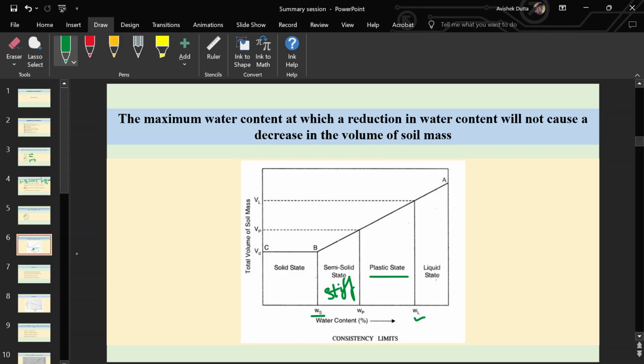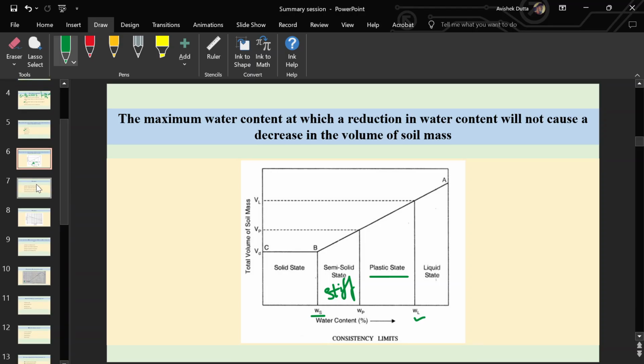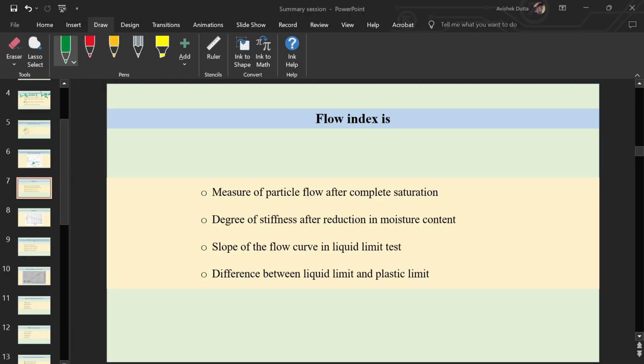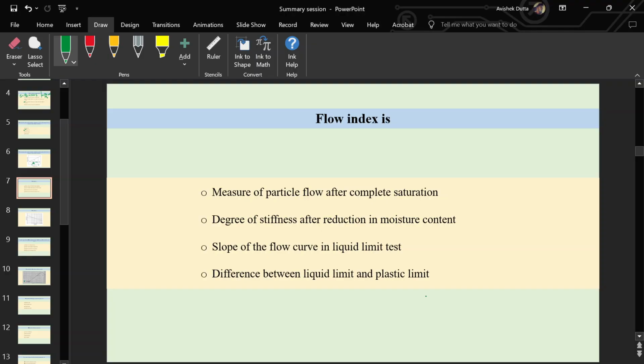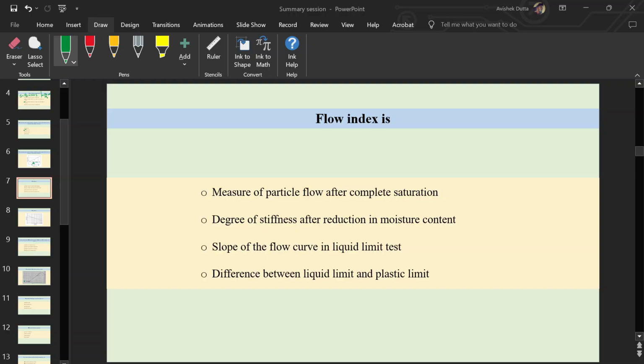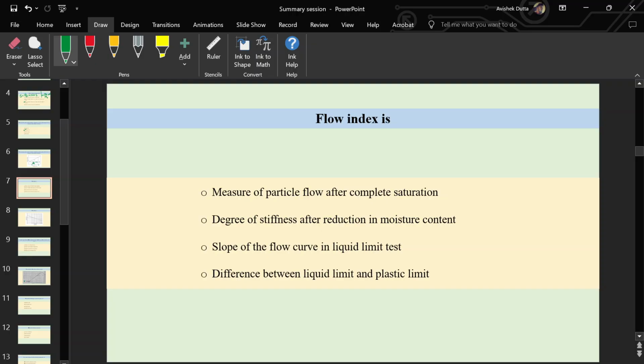So this was the concept of shrinkage limit, plastic limit, and liquid limit. Next question: flow index is a measure of particle flow after complete saturation, degree of stiffness after reduction in moisture content, slope of the flow curve in the liquid limit test, or difference between liquid limit and plastic limit. What is the answer? Slope of the flow curve. Yes, slope of the flow curve in the liquid limit test.